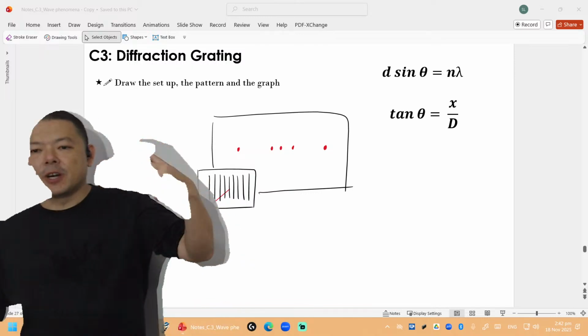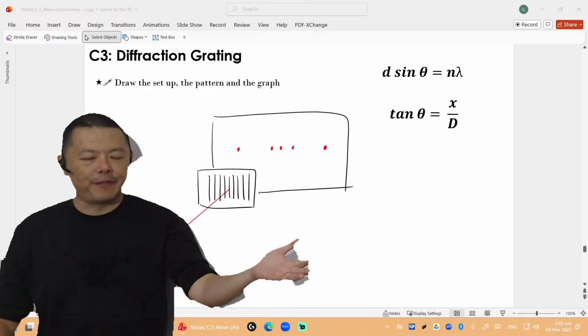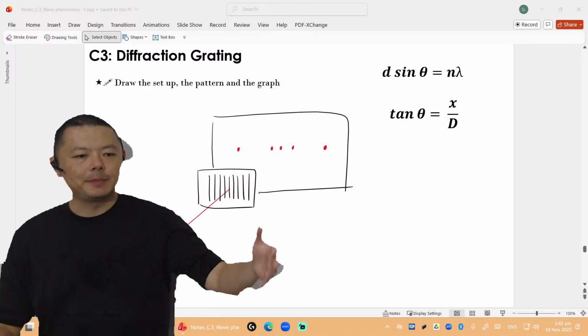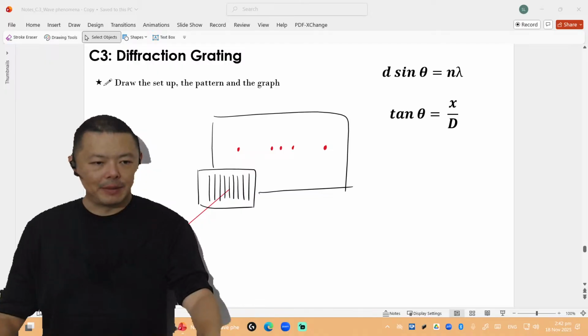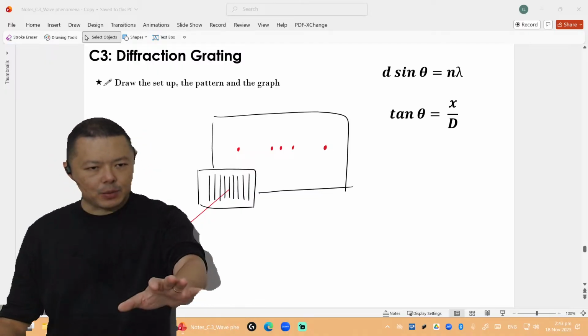I'm trying to make you recall this because these are the things that once you learn, you understand, you don't have to revisit this again until later. Unless your memory is really bad, but I don't think so. So double slit pattern is what?